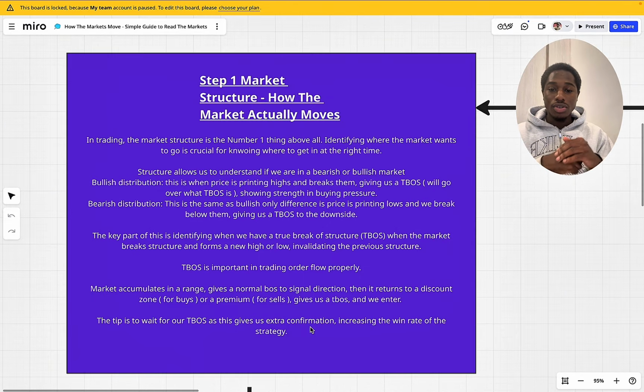This is what I usually do. This is what I recommend for anyone that's just getting into trading or they want to take their trading to the next level. Always wait for the true breakup structure. It's really going to help you in the long run.